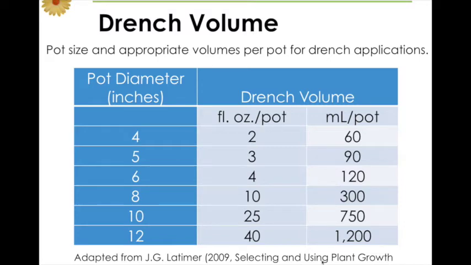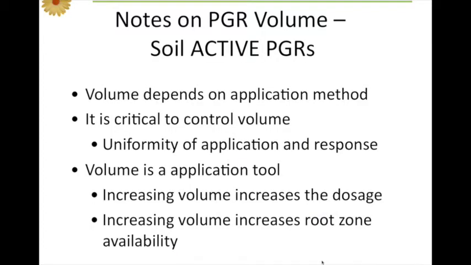So the guidelines are out there. It's on all the labels for the drenches that you need to match up the number of fluid ounces with the pot size, and typically that goes up. With the bigger the pot, the more solution you add, again to get that uniform coverage and distribution inside that pot. That's why we're using that higher rate. So when you look at volume for these soil-active PGRs, the volume does depend on the method, and it's critical that you have the right amount of volume to get that uniformity and response.